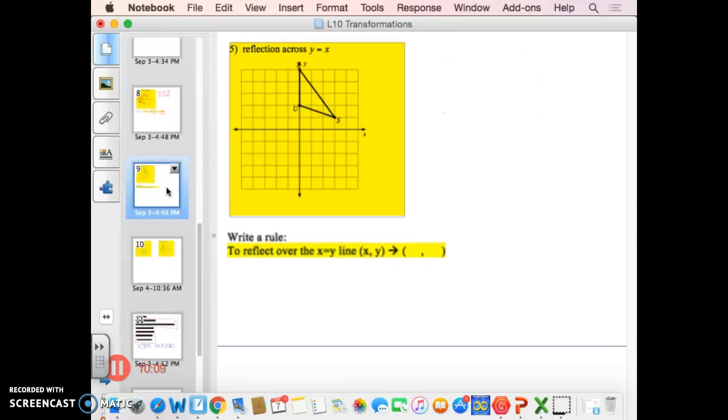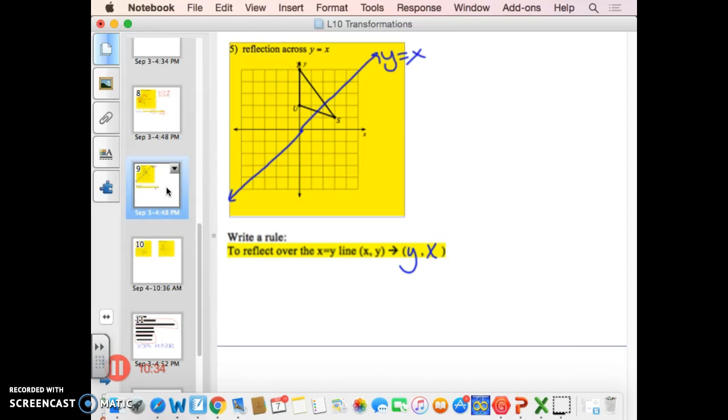Another example. This time we're going to reflect across the y equals x line. And this line is actually this diagonal right here. It cuts the grid diagonally like this. This is the y equals x line. This rule's a little bit different. It's a little funky. So basically, for this, you just flip-flop the coordinates.